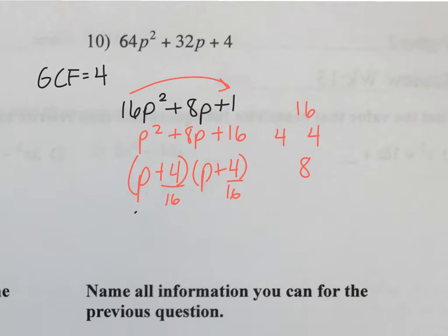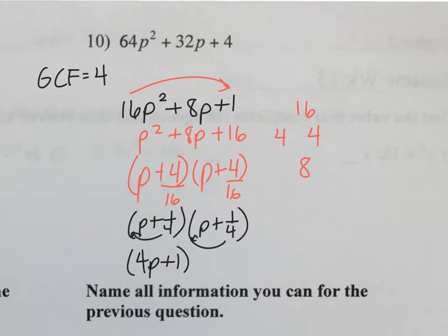That does simplify to 1/4, so p plus 1/4, p plus 1/4. And now bottoms up. So remember to bring the bottom to the front. So that's 4p plus 1. Notice both of these will be the same thing, so I'm going to shortcut it and go ahead and put the squared right here. And then I also have my GCF at the front, which is 4.